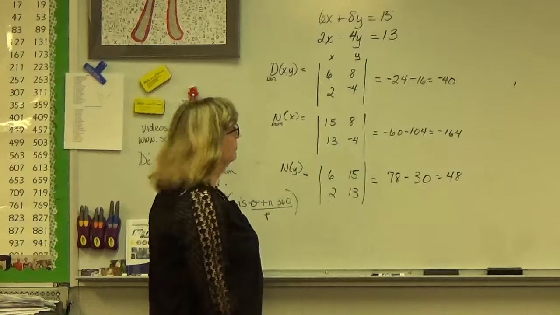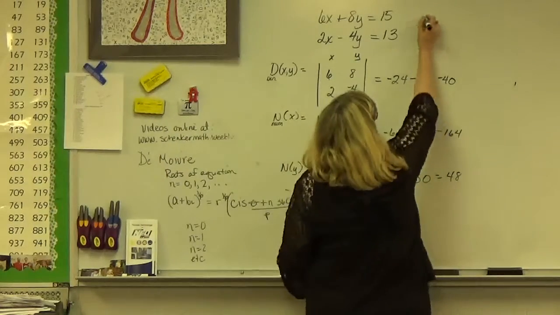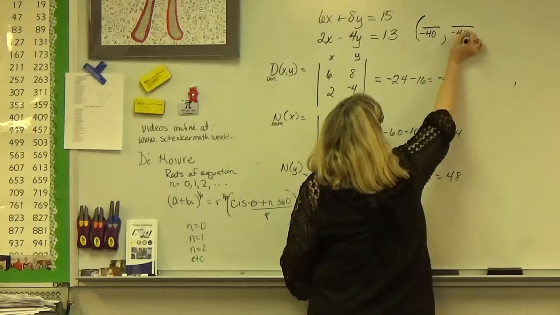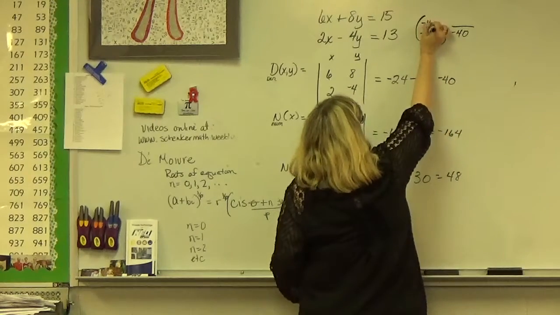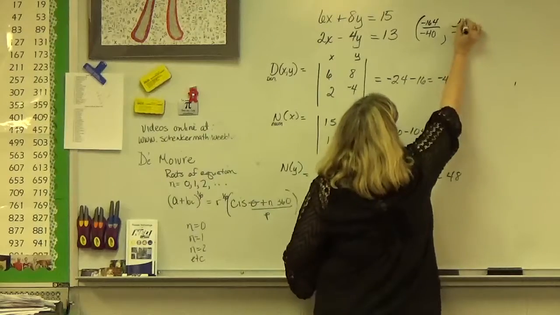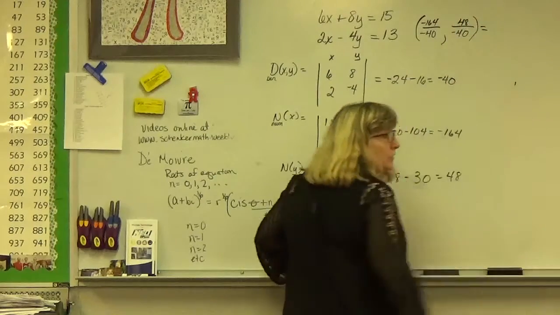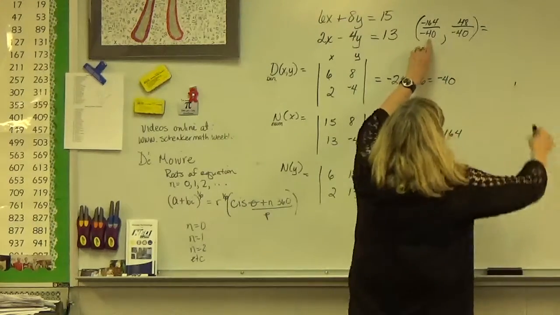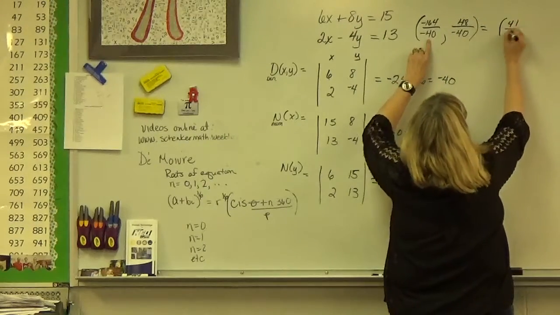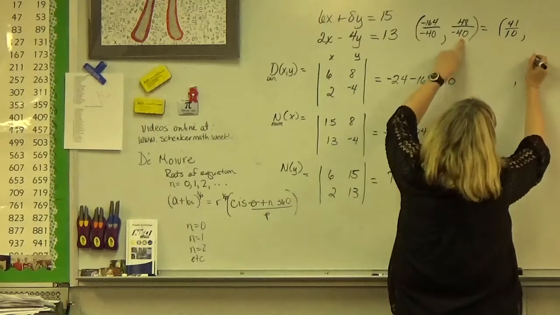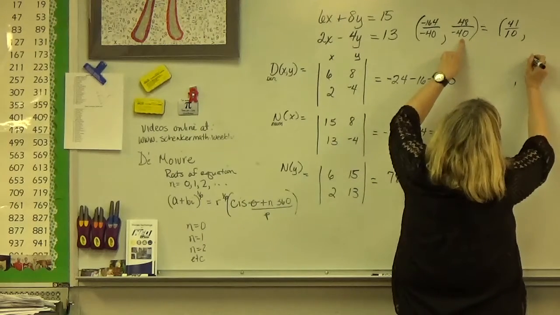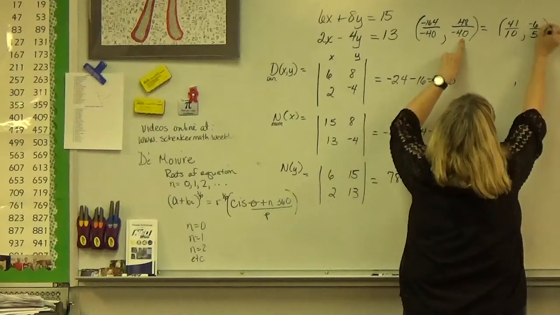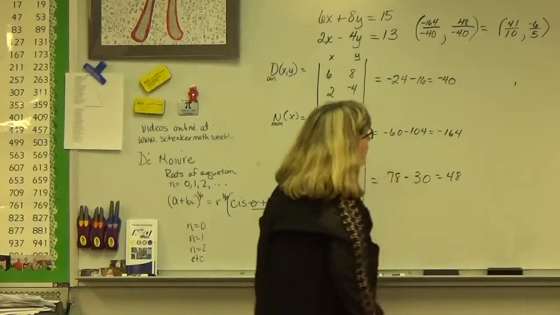Agreeable there? Now, to write our answer, what's the denominator for both of them? Negative 40. And the numerator? Negative 164 and then 48. Now, what can you do to reduce those so that you have it in best form? 4 goes into both, that would be 41 over 10, and 8 over negative 40 would be negative 6 over 5.